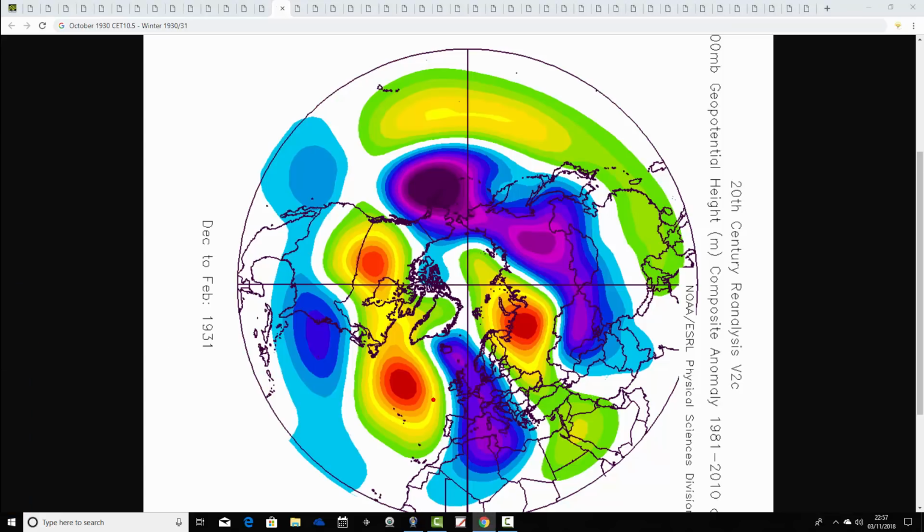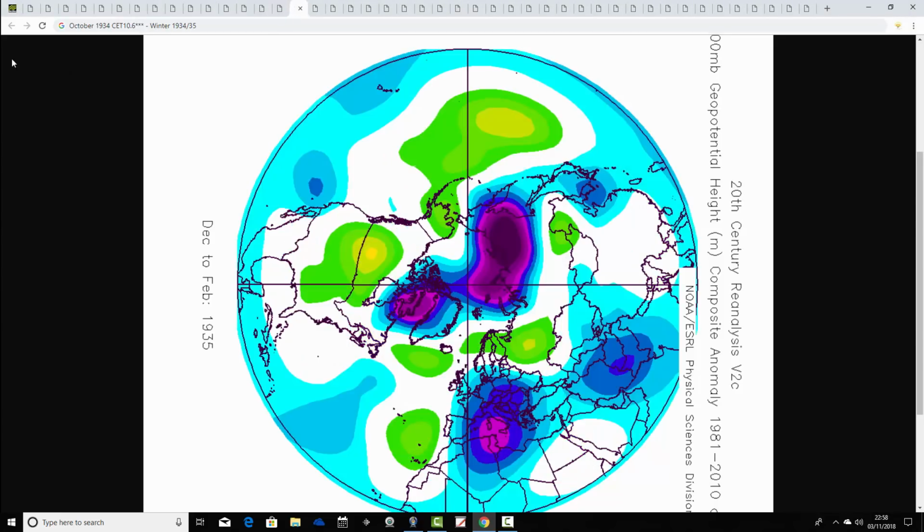Winter of 1930-1931 has below average heights over to the east of the country, above average heights in the middle of the Atlantic. Looks like that's quite a cold winter in 1930-1931. October 1934 shows up next, and this one has a CET bang on this year's at 10.6.